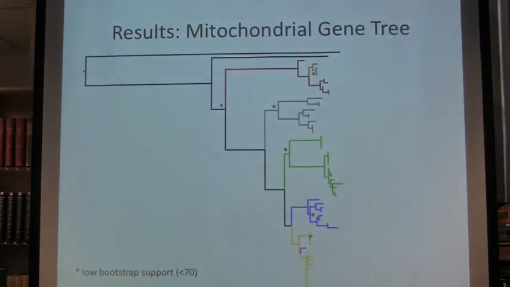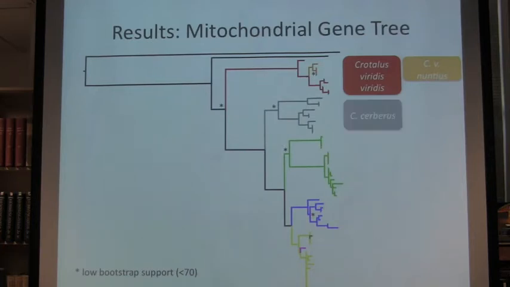So now I want to walk through my mitochondrial gene tree. The mitochondrial gene tree was generally concordant with previous mitochondrial studies. I found a clade of Crotalus viridis, sister to all remaining in-group subspecies. Within that clade was a monophyletic Crotalus viridis nuntius. I found a clade of Crotalus cerberus that was weakly supported as monophyletic, but had some deeper structure that did not show any geographic associations.